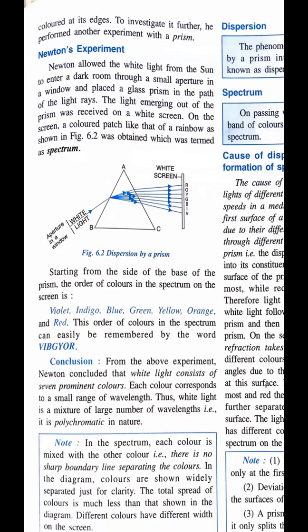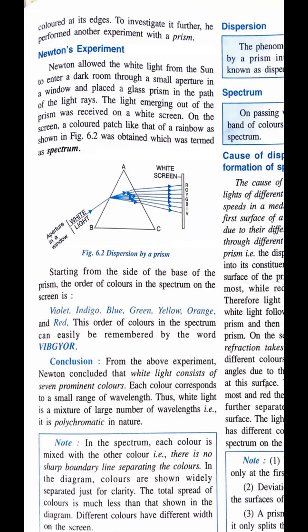Newton's experiment: Newton allowed white light from the sun to enter a dark room through a small aperture in a window and placed a glass prism in the path of the light rays. The light rays emerging out of the prism were received on a white screen. On the screen, a colored patch like a rainbow was shown, which is shown here also. Starting from the side of the base of the prism, the order of the colors was violet, indigo, blue, green, yellow, orange, red. The order of colors in the spectrum can easily be remembered by the word VIBGYOR.